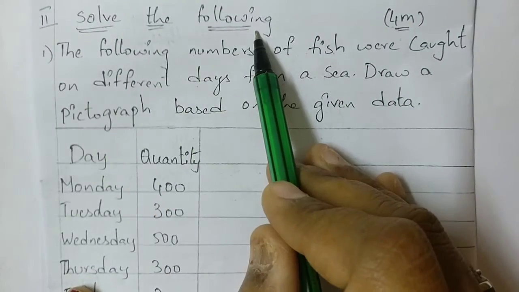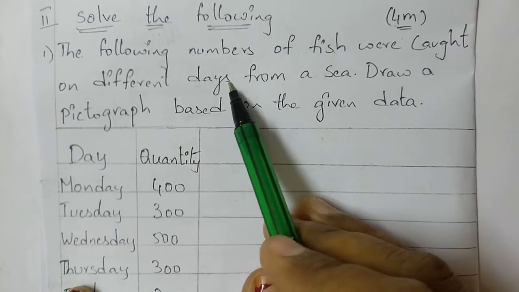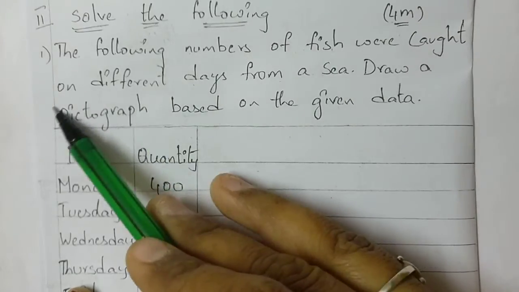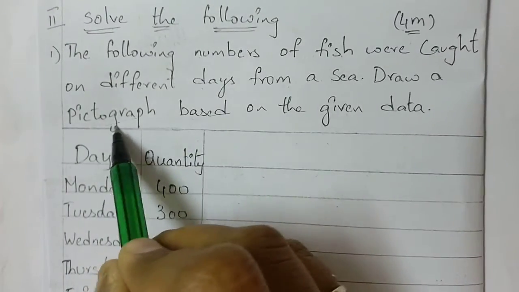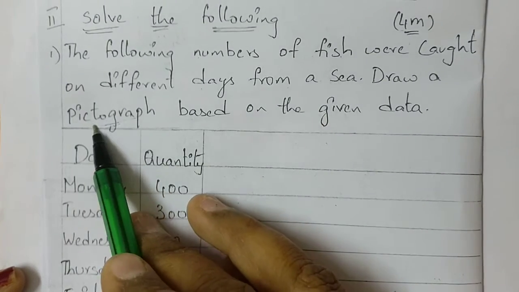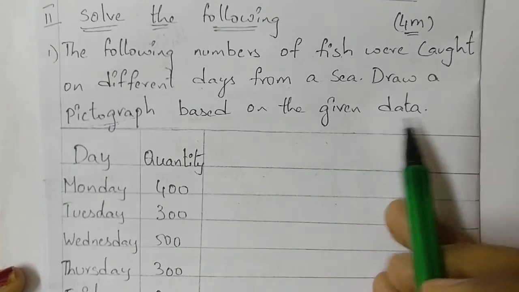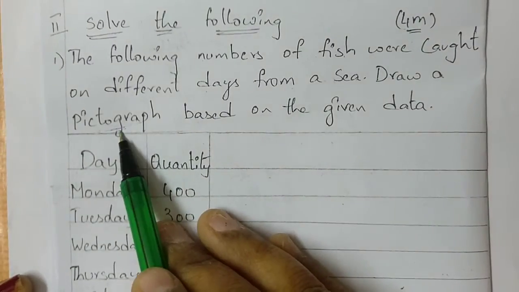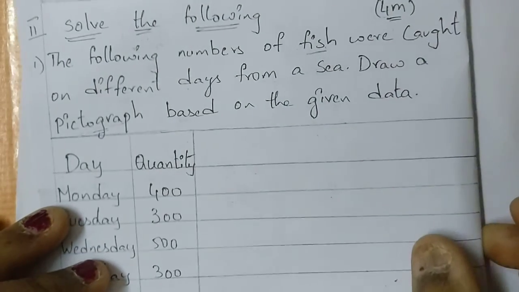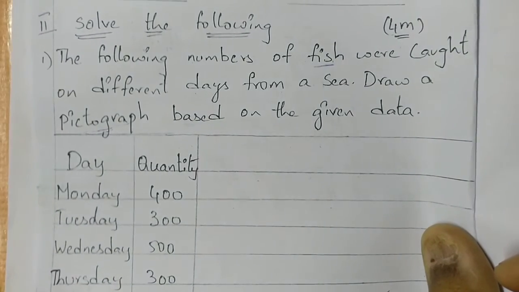See, solve the following. The following numbers of fish were caught on different days from a sea. Draw a pictograph. Pictograph means what we have to do, Nana? We have to draw the pictures. Okay, pictograph means what we have to draw here? We have to draw pictures based on the given table. Okay, what pictures we have to draw? We have to draw fishes. We have to draw fish symbols. Okay, children, do you understand? I think all of you know how to draw the fishes.